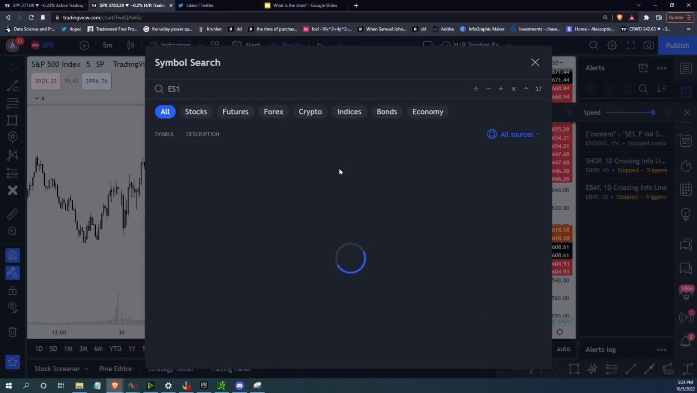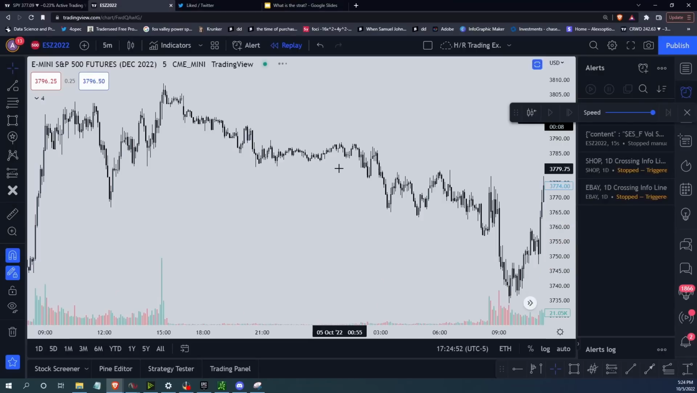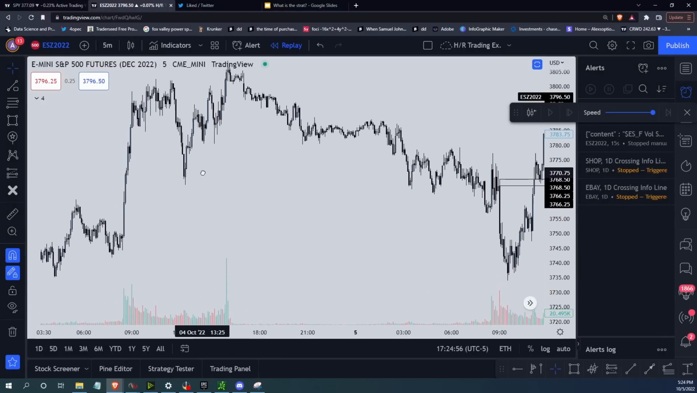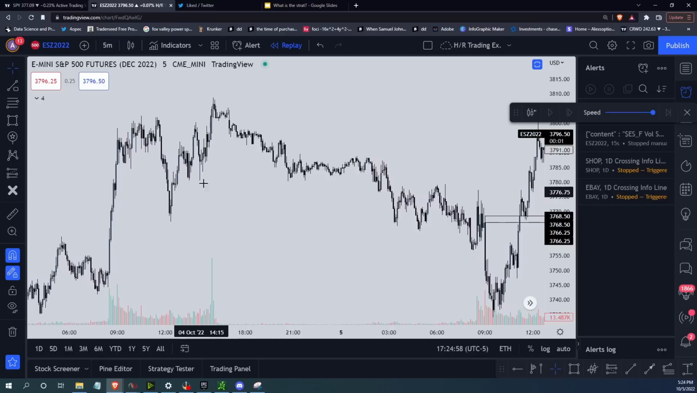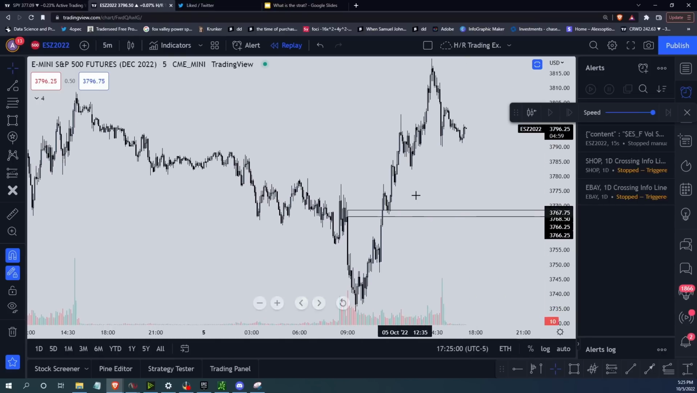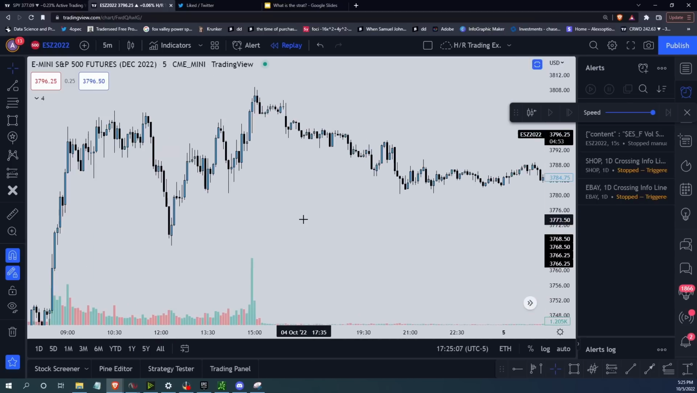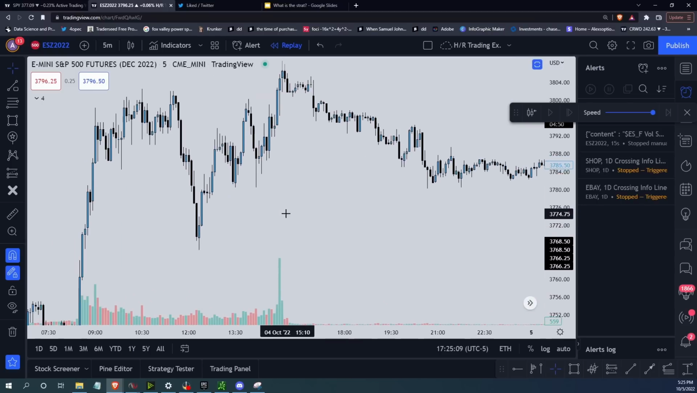So first things first, we're going to go over the price action from previous day's range, and then we're going to go over the overnight price action, today's price action, and then a 5-minute price action example that I called out and traded, just to prove to people you can do this in real time.